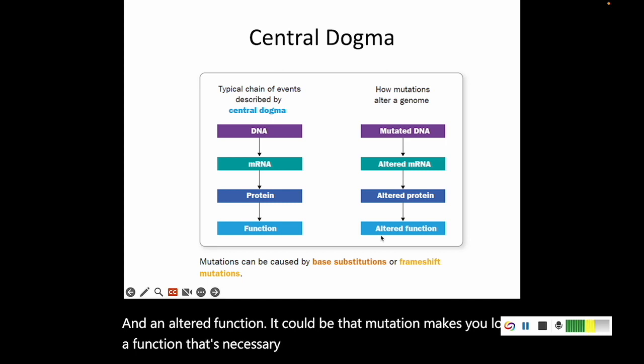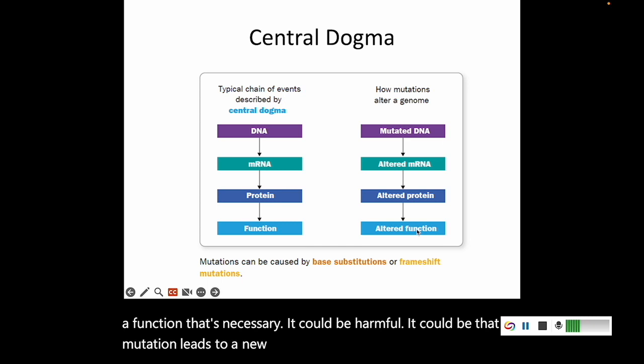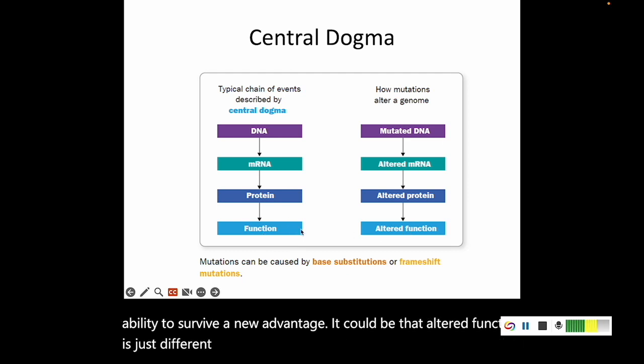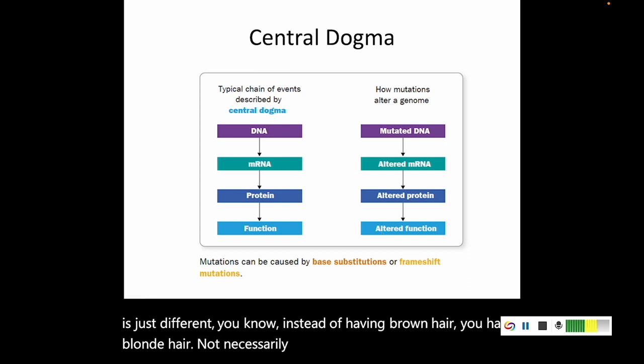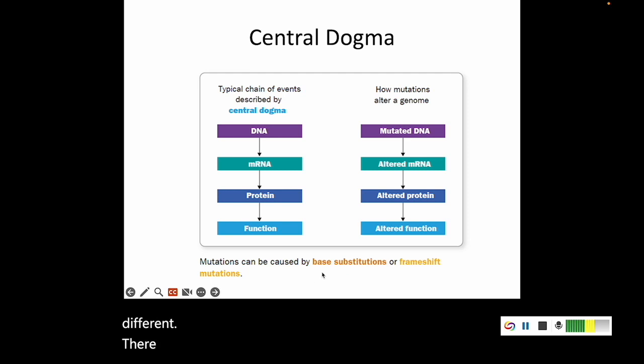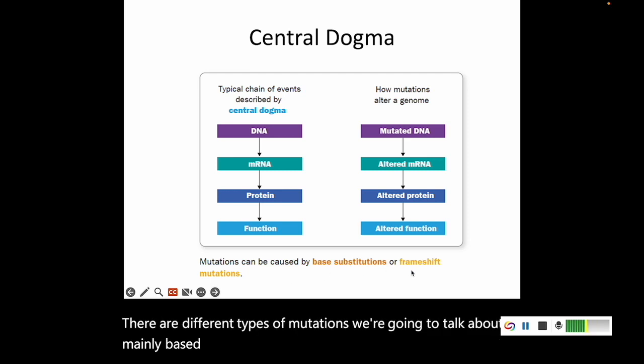It could be harmful. It could be that a mutation leads to a new function that could give a species a new ability to survive, a new advantage. It could be that the altered function is just different. Instead of having brown hair, you have blonde hair. Not necessarily advantageous or harmful, but just different. There are different types of mutations we're going to talk about, mainly base substitutions and frameshift mutations.